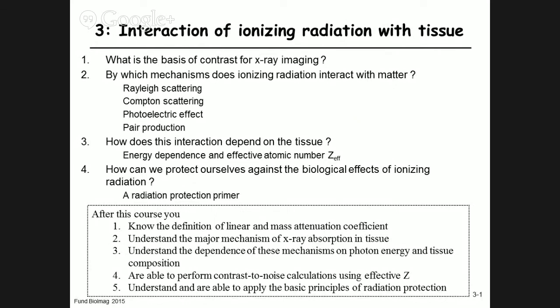Today we're going to talk about the interaction of ionizing radiation with tissue. First, we're going to ask the question, what is the basic mechanism of contrast for X-ray imaging? And then we'll ask the question, what are the basic mechanisms for interaction between ionizing radiation and tissue? Third topic will be, how does this interaction depend on the tissue? And finally, we'll end with a primer on radio protection. So a short introduction on how do we protect ourselves against X-rays.